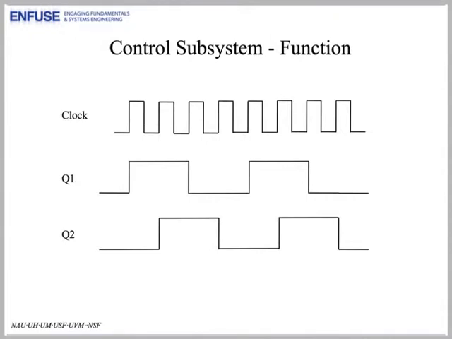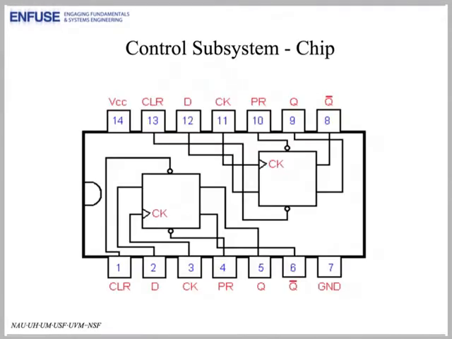Recall that in our system diagram, the control subsystem supplies the control signals to the H-bridge. These control signals are the outputs of two digital flip-flops. These outputs are called Q1 and Q2. The clock waveform here is from the clock source in the system block diagram. And in our laboratory experiment, the clock source will be a function generator. The two digital flip-flops are integrated into one chip.